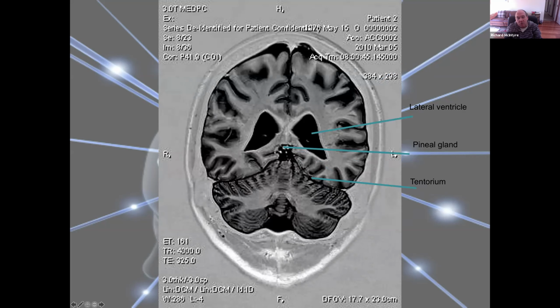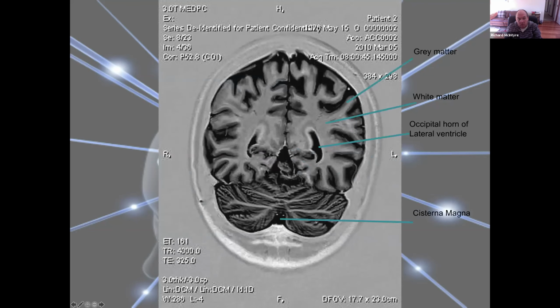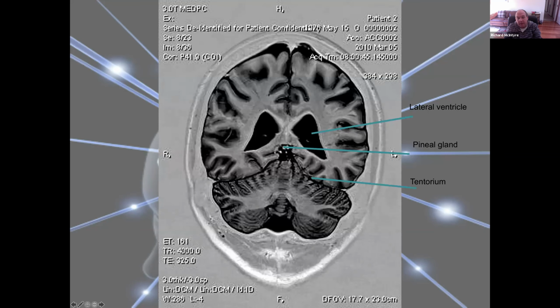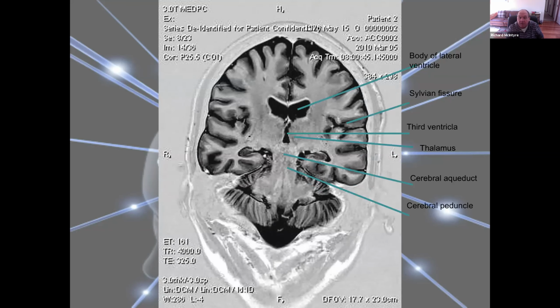Why is it called a tentorium? Because it's a tent. Okay, if we have a look there, that's a tent. Okay, the tentorium separates the cerebellum from the cerebrum. Okay, and it's a subarachnoid space and meninges. Okay, so we're coming forward again.